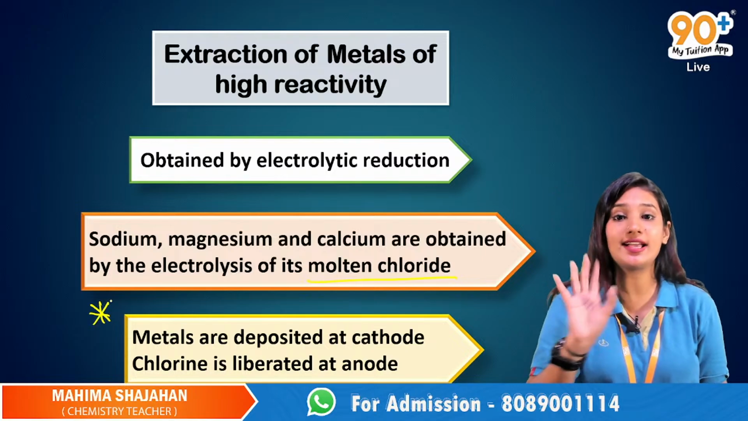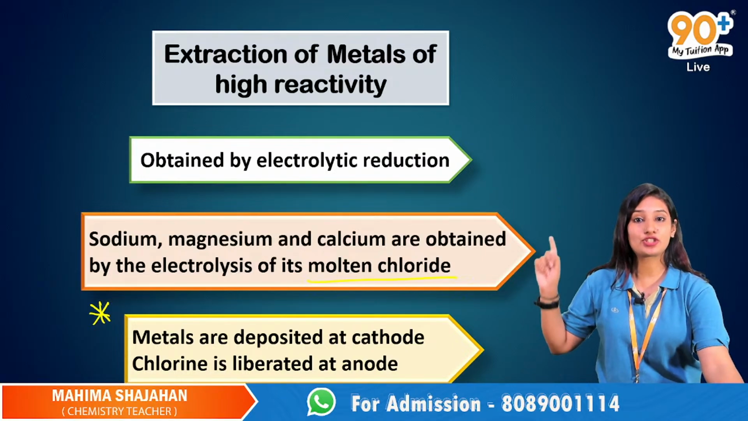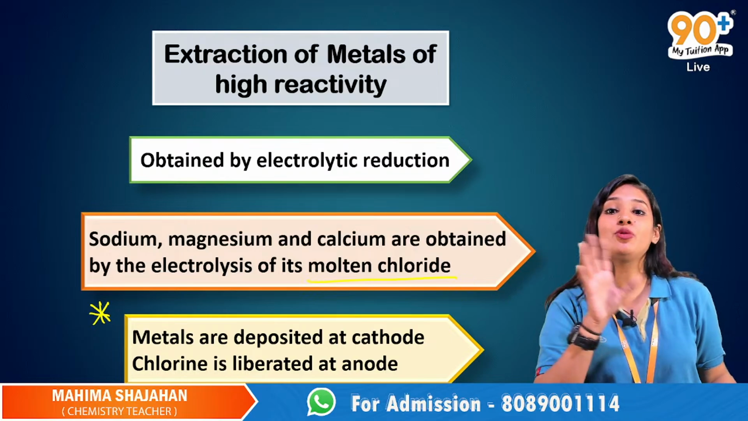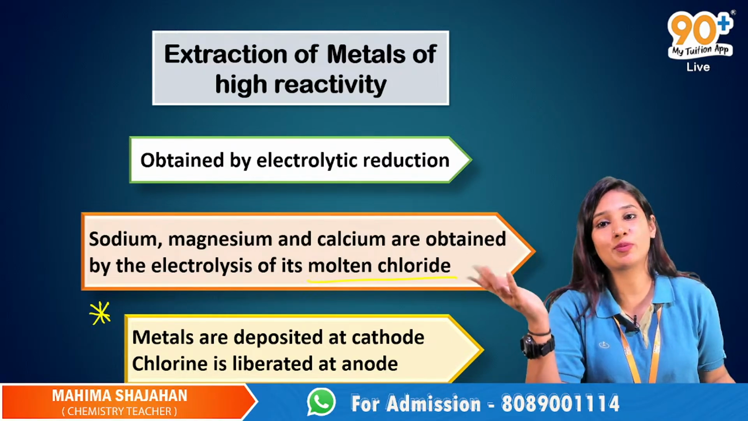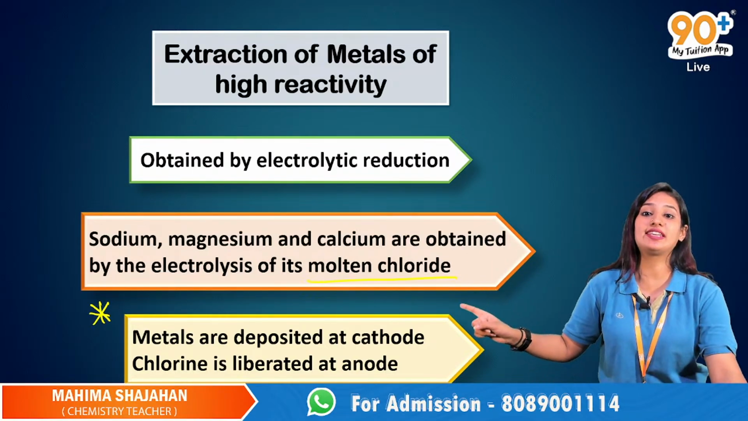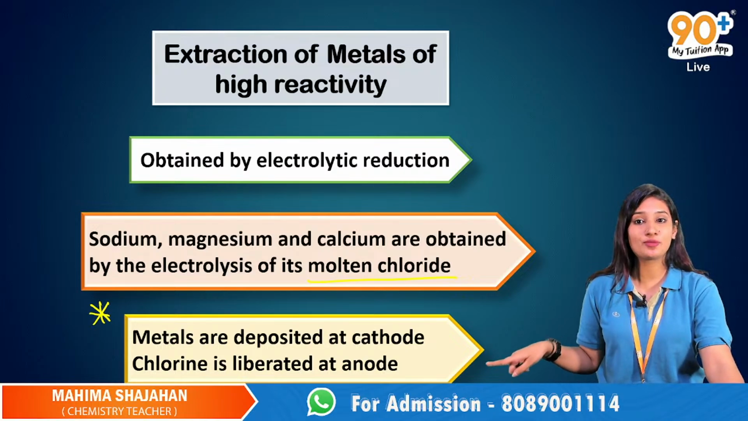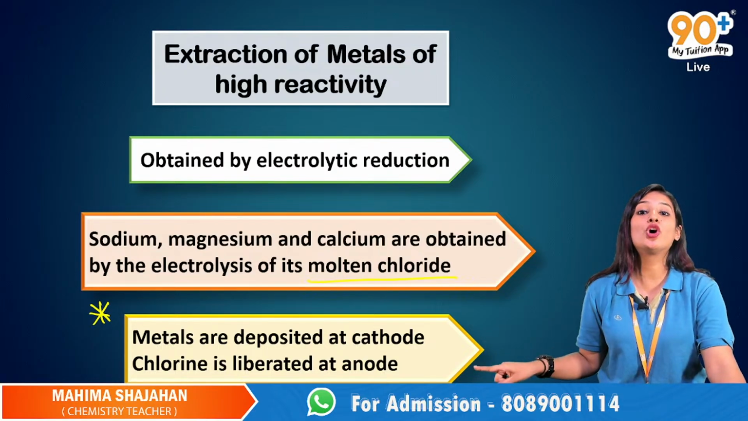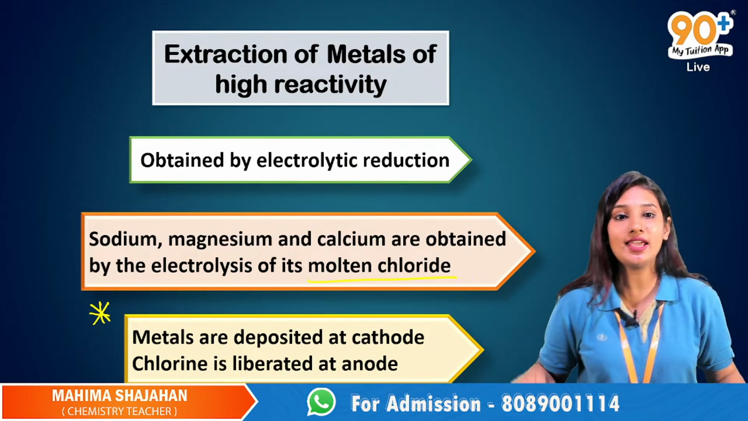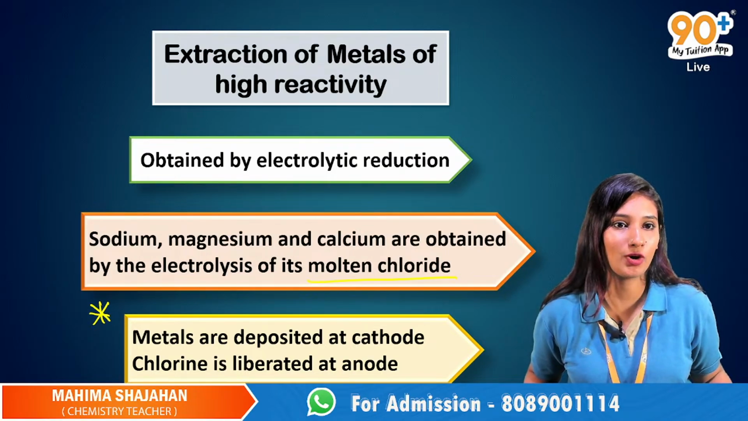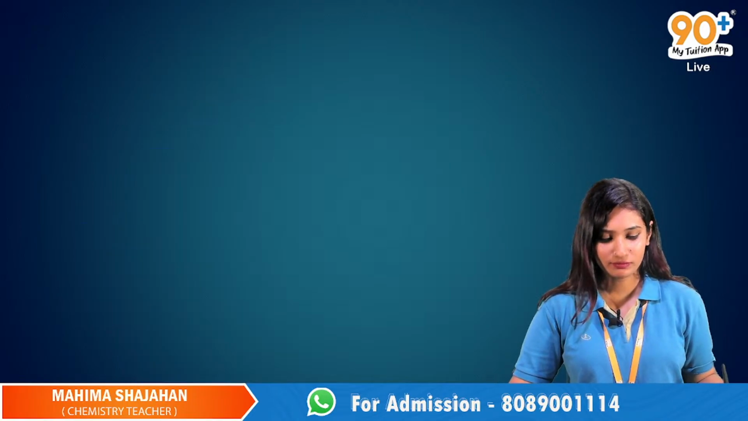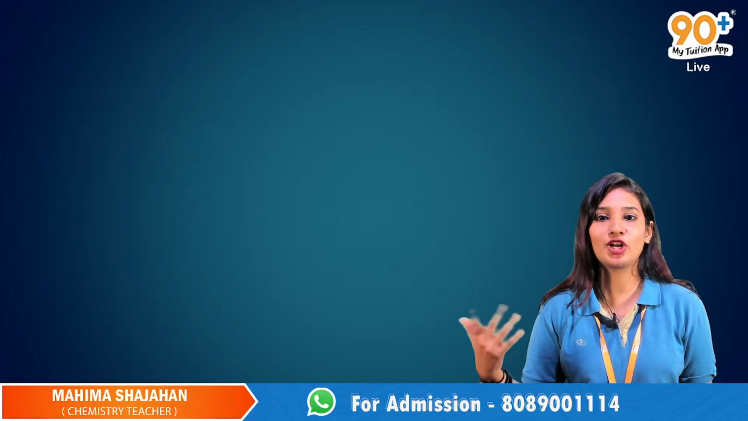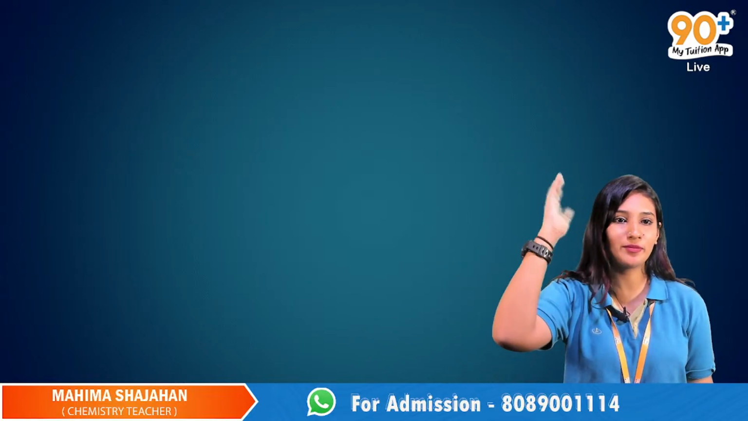This is an important point, guys. They directly ask this question: during electrolytic refining, where do the metals get deposited? It gets deposited at the cathode. At the anode, since we are taking the chloride, chlorine gas is liberated. Now, shall we look at the electrolysis of sodium chloride?